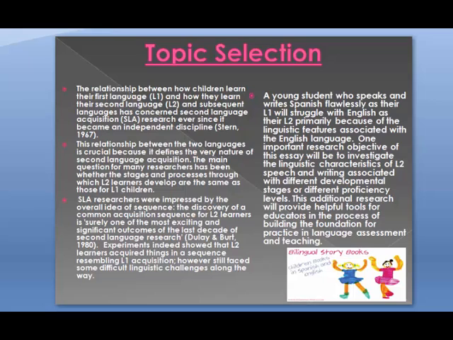One important research objective of this essay will be to investigate the linguistic characteristics of L2 speech and writing associated with different developmental stages or different proficiency levels. This additional research will provide helpful tools for educators in the process of building the foundation for practice in language assessment and teaching.